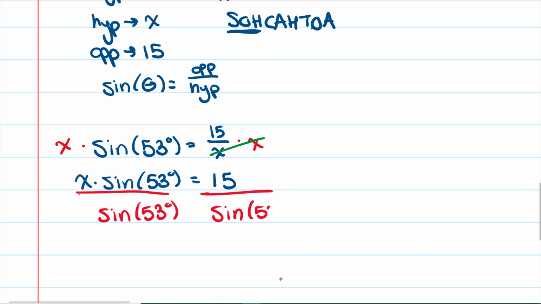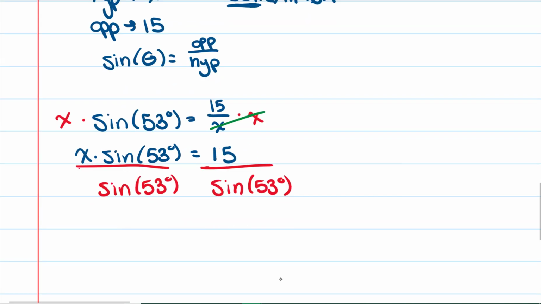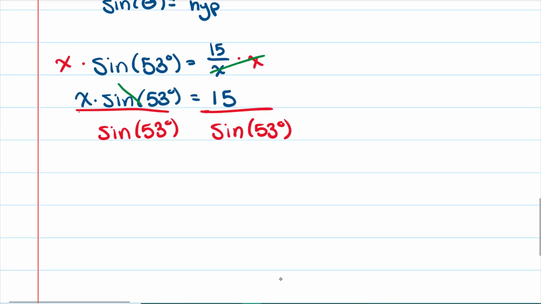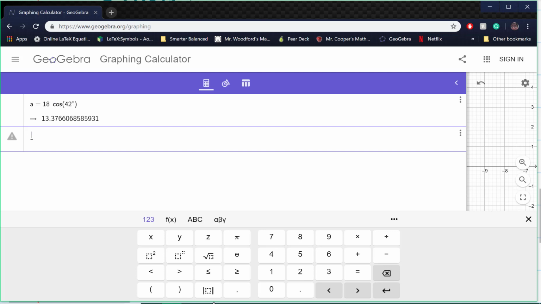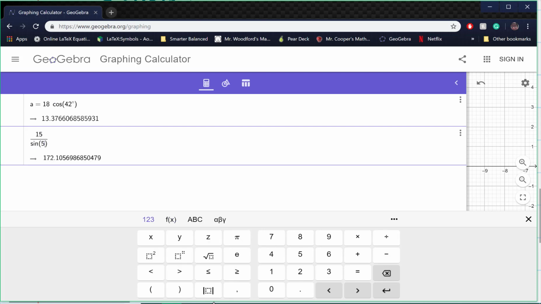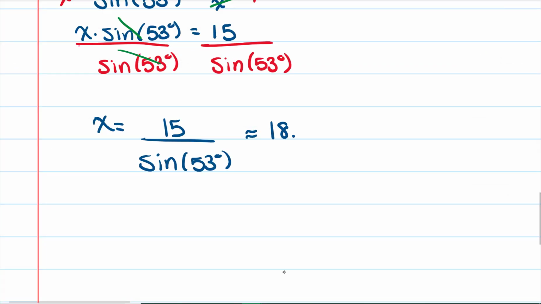Sine of 53. And then, so x, this is going to reduce off, and x is equal to 15 divided by sine of 53 degrees. So you go to your calculator, and you get 18.78. So you get approximately 18.78, which rounds to 18.8.